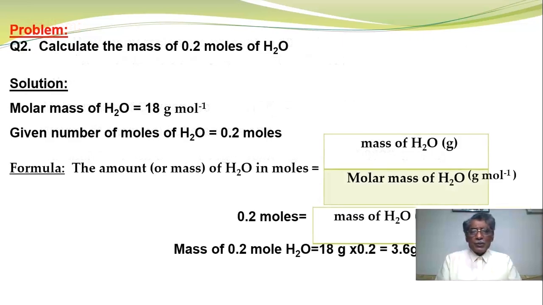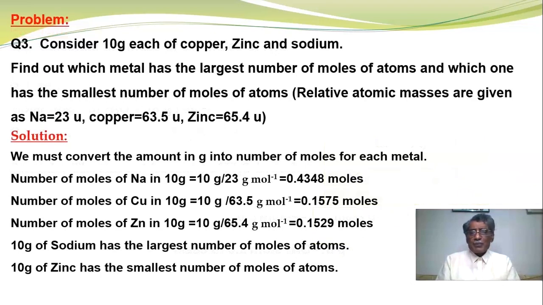you get 0.3125 moles. Now calculate the mass of 0.2 moles of H2O. Molar mass of H2O is equal to 18 grams mole inverse. Given number of moles of H2O is equal to 0.2 moles. You can apply this formula and ultimately you get the mass of 0.2 mole H2O is equal to 18 grams multiplied by 0.2, that gives you 3.6 grams.